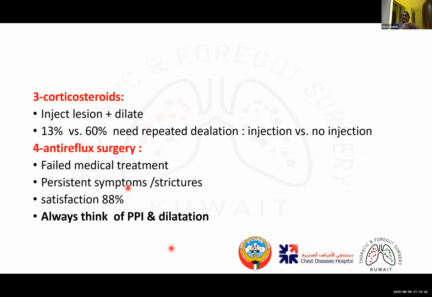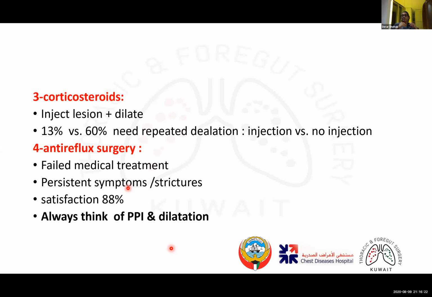We can add to the dilatation a local injection with corticosteroids. So basically, it's a combination of balloon dilatation with corticosteroid injection. It has been shown that it decreases the need to repeat dilatation from 60% to 13%. The role of anti-reflux surgery in Schatzki's rings or peptic strictures is valid, and we keep it for those who failed medical treatment.